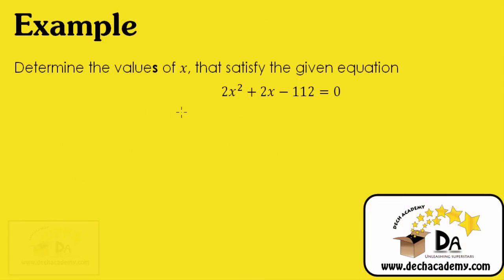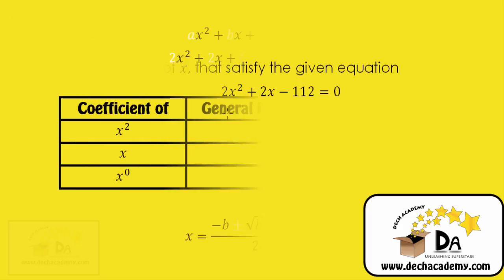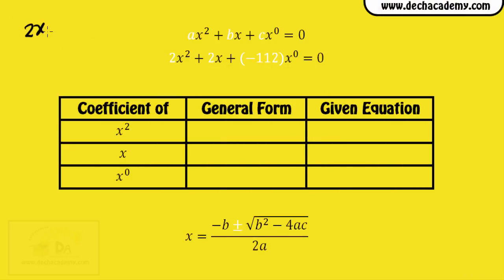Here's another example. We're required to determine the values of x that satisfy this new quadratic equation. So the given equation was 2x squared plus 2x minus 112 equals 0. And that has been written in this form: 2x squared plus 2x, instead of minus 112, written plus minus 112. You know that plus minus any number is the same thing as minus that number. So I'm saying plus minus a, same thing as minus a.